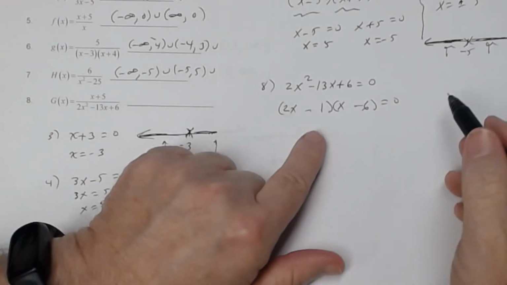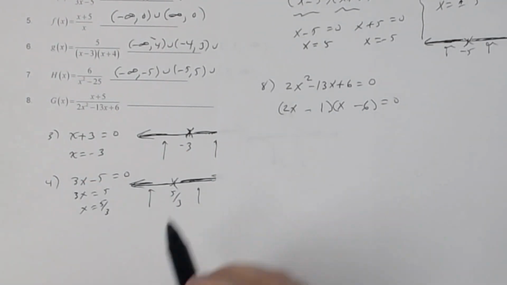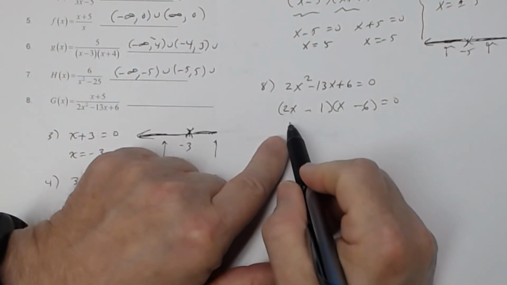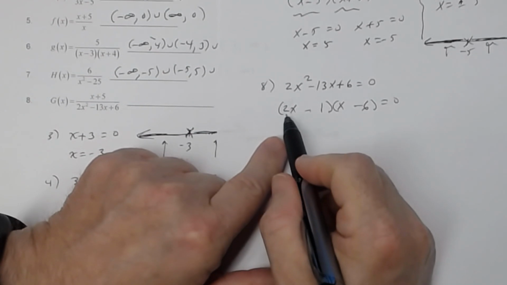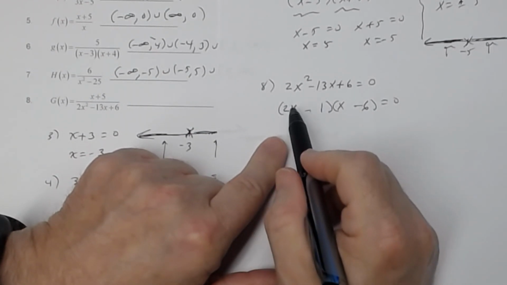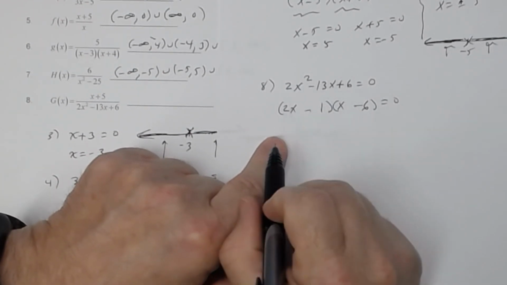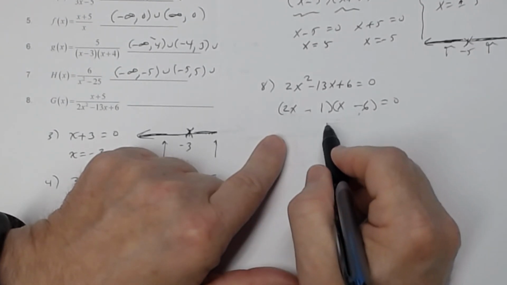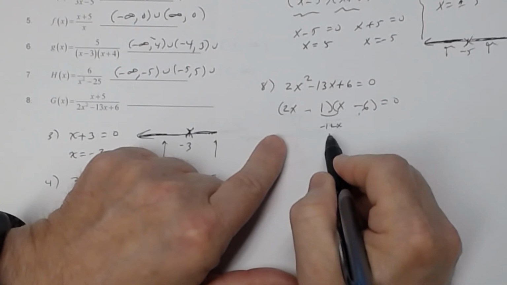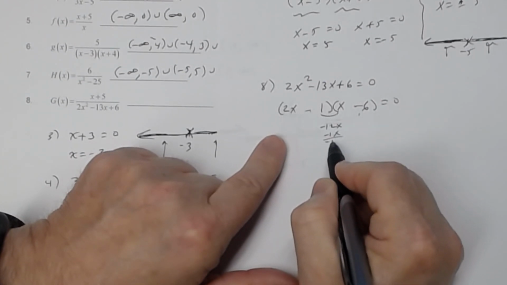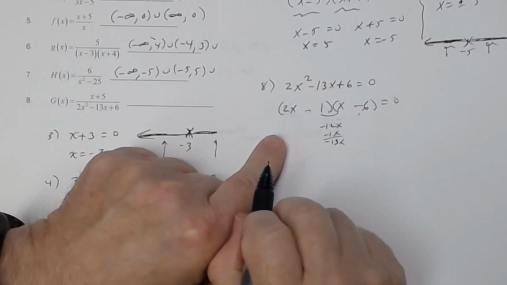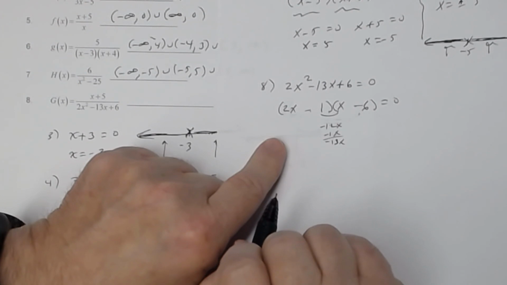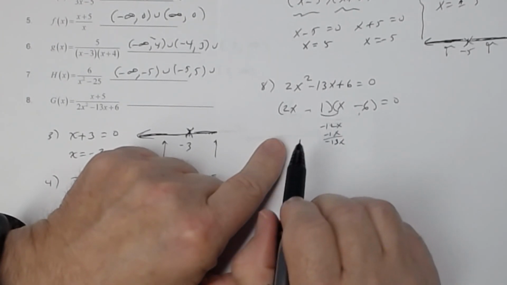And then let's just check, just remind you how to check this. So to check this, you're going to do first, outer, inner, last. So 2x times x is 2x squared. Now here's the outer. So the outer is a negative 12x. See that? Negative 12x. The inner is a negative 1x. And when you add them up, you get a negative 13x, which is what this is. And then the last, a negative 1 times a negative 6 is a positive 6. All right, so the way we factor this is correct.